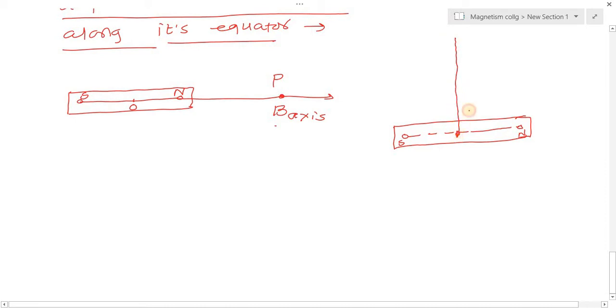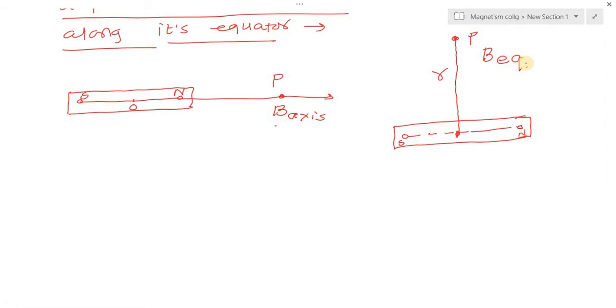So here that is the straight line, and here a point P is there which is at a distance of r from the center, and here we have to find out the magnetic field at the equatorial point, that is B equator here. So here these are the two situations where we have to find the magnetic field. One is the point along its axis and one the point along its equator.